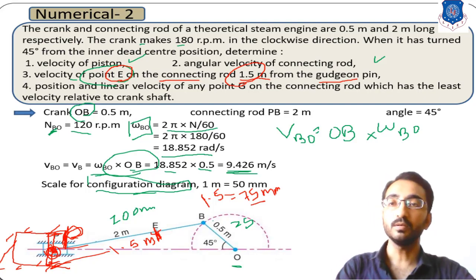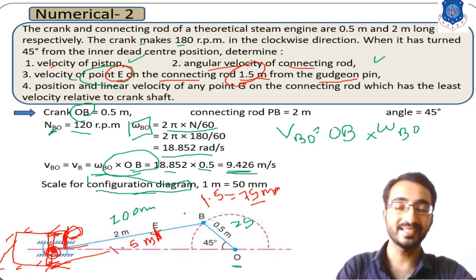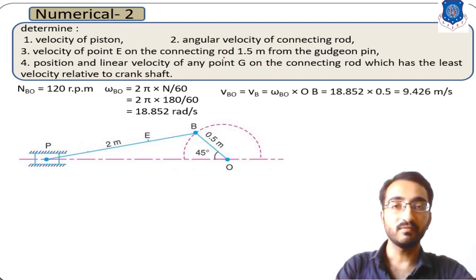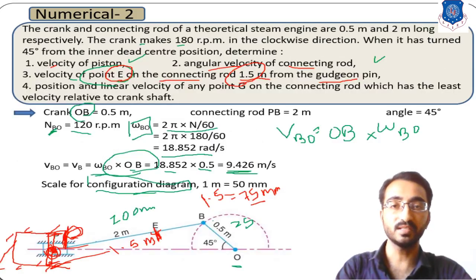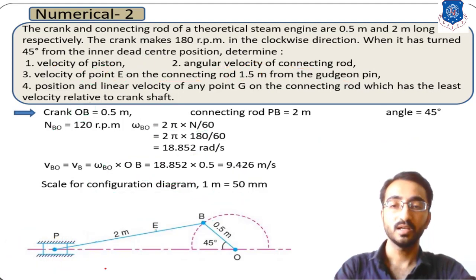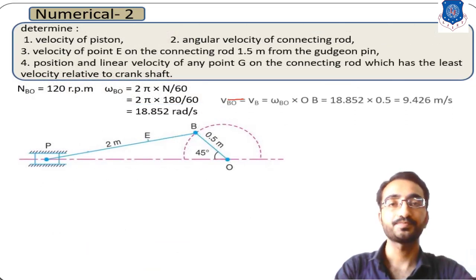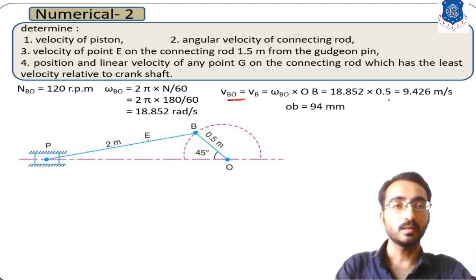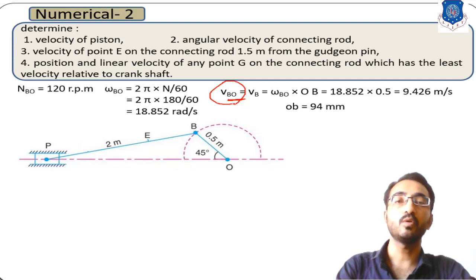Now to calculate the velocity of the piston and the angular velocity of the connecting rod, we have to sketch the velocity analysis diagram. In the velocity analysis diagram, what we will need is the linear velocity of the crank and the configuration diagram that we have sketched previously. In the previous procedure we sketched this configuration diagram, so we will use it along with the linear velocity of link BO. Now we have to consider some velocity scale for the velocity diagram, because over here the velocity is 9.426 meter per second.